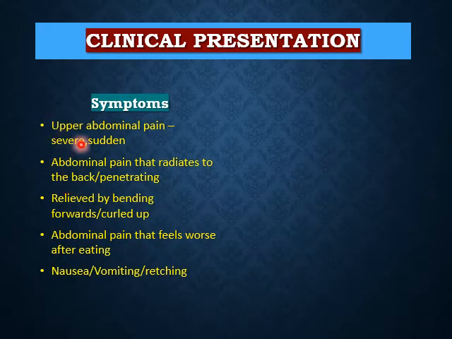Next, we come to the clinical presentation of acute pancreatitis. First, the symptoms. The most prominent symptom of acute pancreatitis is upper abdominal pain. The pain is usually in the upper abdomen, epigastric region, lower epigastric region, around the umbilicus, more to the left. The pain usually radiates to the back. Okay, that means from front to back.